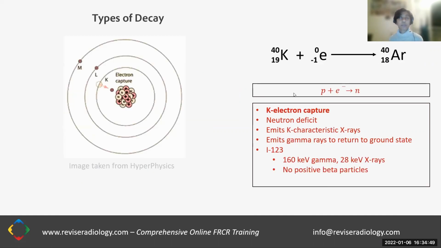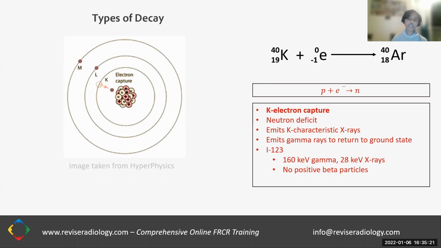Okay, the other type of decay that we're looking at is K electron capture. So again, we're looking at a nucleus which is neutron deficient. So what the nucleus is going to do to make a neutron is pull in one of the electrons from the nearest shell, which is the K shell. It's going to combine that with a proton, and it's going to form a neutron. So that's proton plus the K shell electron gives us a neutron.